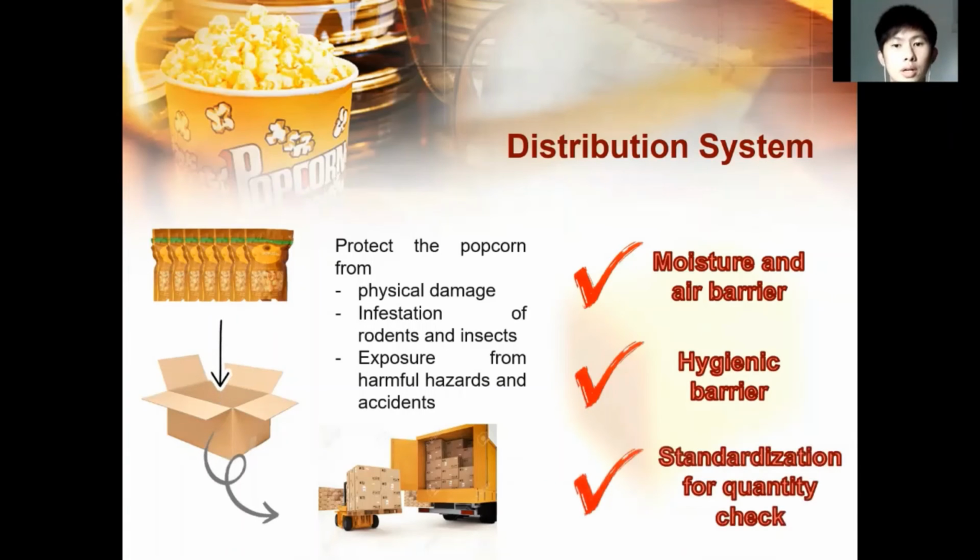Also, the corrugated paper box can be the standardization for quantity check, which means the warehouse operators will count the number of corrugated paper boxes instead of counting the packaged popcorn one by one. So it can make the quantity inspection easier.